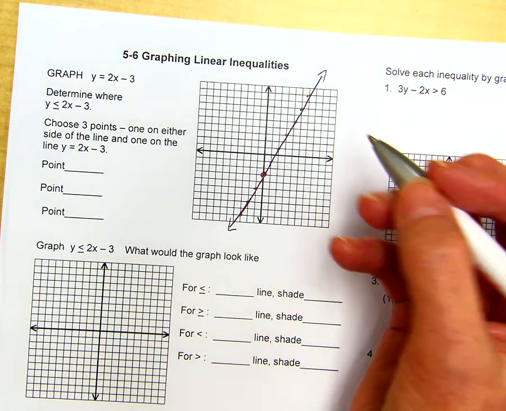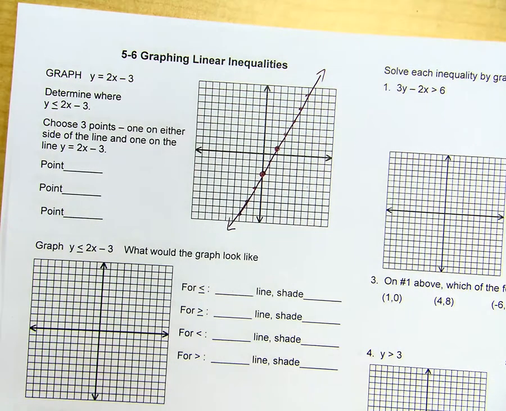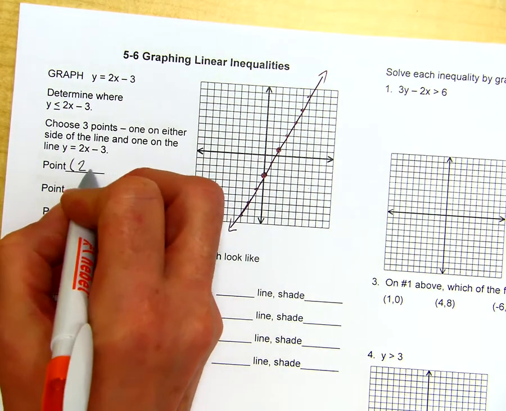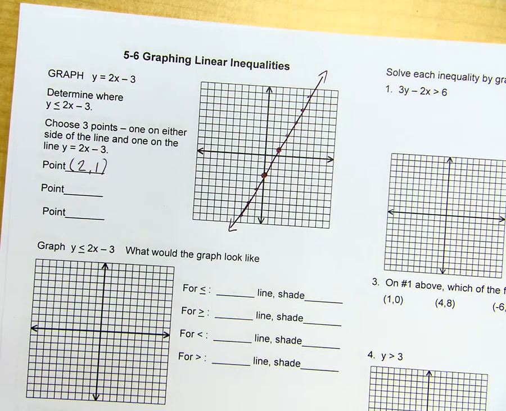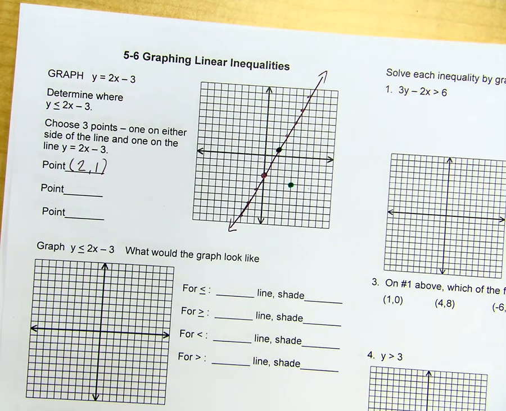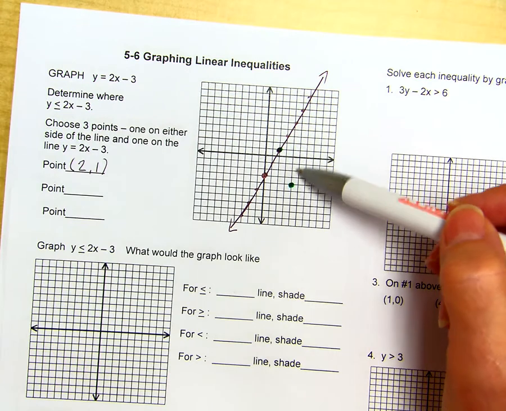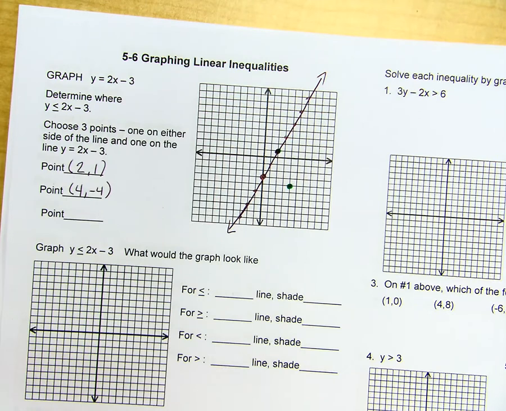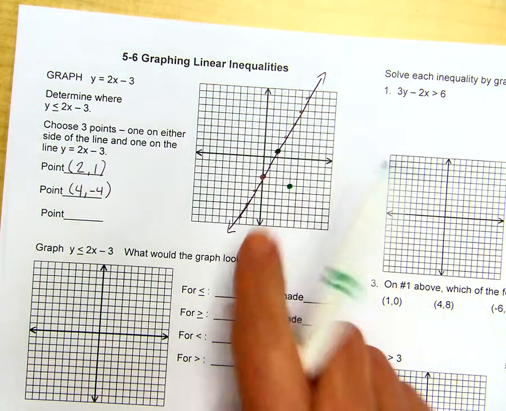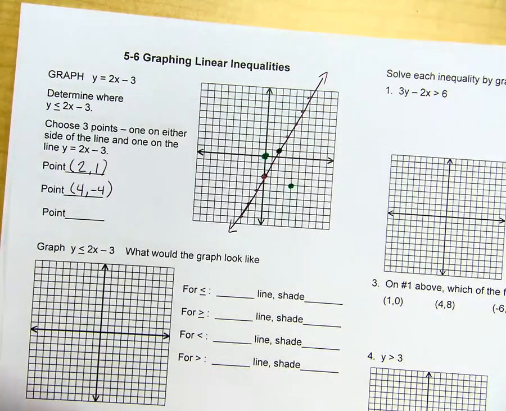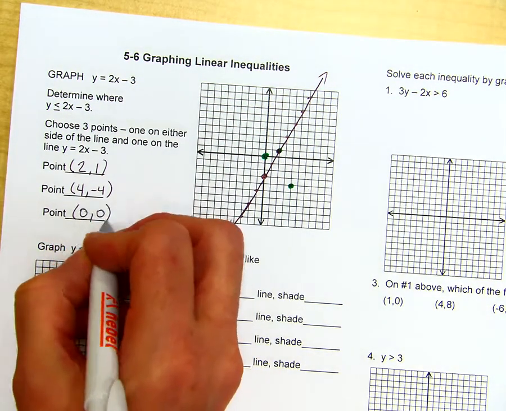So let's choose this point here to be on the line. So this is over 2, up 1. So we have 2, 1 is one of our points. And then we will choose this point here. And this point is over 4, down 4, so that's 4, negative 4. And then we'll choose a point over on this side, and since the origin's there, I'll go ahead and say 0, 0, just to make my life easier.